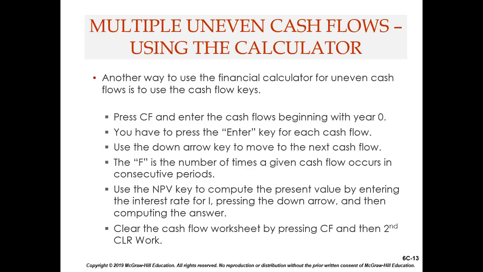So you can follow these steps. Press CF and enter cash flows beginning with year zero. You have to press the enter key for each cash flow and use the down arrow key to move to the next cash flow. The F is the number of times a given cash flow occurs in consecutive periods. Use the net present value key, NPV key, to compute the present value by entering the interest rate for I, pressing the down arrow, and then computing the answer. And then you could clear the cash flow worksheet by pressing CF and then second, clear.